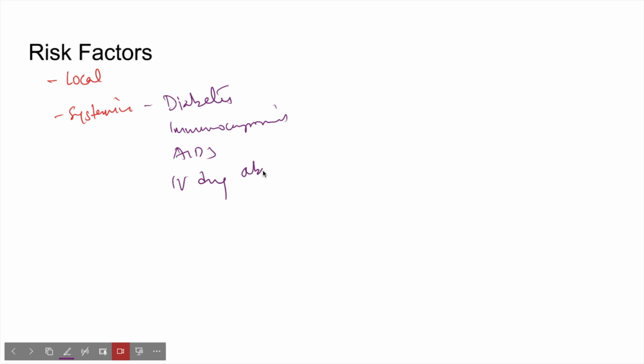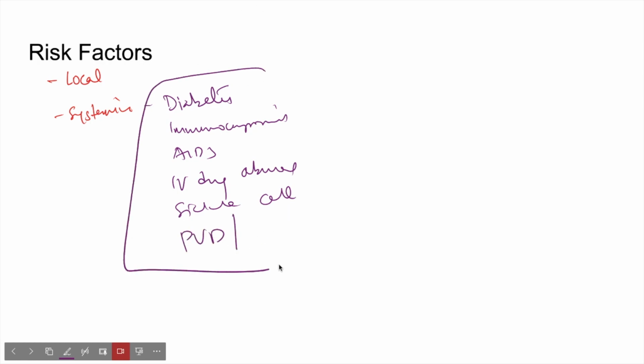So what are some of the risk factors that you see in patients with osteomyelitis? You have some local risk factors, and then you have systemic risk factors. What are some of the systemic risk factors that you know of which cause osteomyelitis? One is diabetes, right? Immunocompromised patients of any kind, including AIDS, IV drug abusers, sickle cell disease, and peripheral vascular disease, etc.